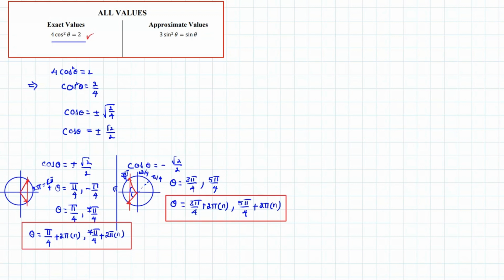Now you can see, you can factor the sine theta from these two terms, right? So now you can factor the sine theta here. So that is sine theta times 3 sine theta minus 1 equal to 0. So now you can use the zero product property. We have sine theta equal to 0 and 3 sine theta minus 1 equal to 0.